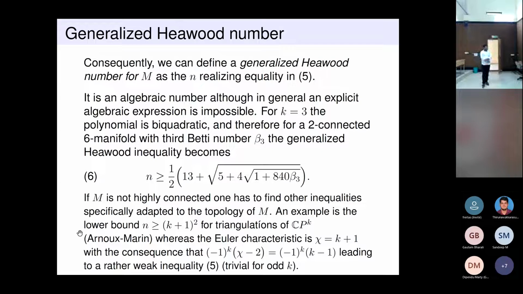And if M is not highly connected, then one has to find other inequalities, especially adapted to the topology of M. It is because Arnoux and Marin proved that for a triangulation of CPK, one needs at least K plus 1 whole squared number of vertices. But here the Euler characteristic is K plus 1. So if you put just this value in inequality 5, you will get a weaker inequality. And obviously, you can see that this is very trivial for odd K.